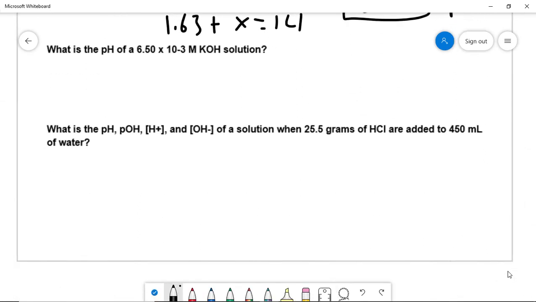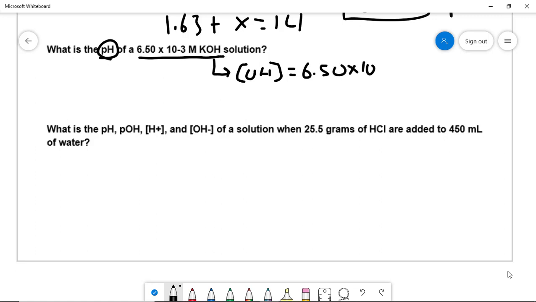Last 2 problems we're going to look at here. It says, what is the pH of a 6.50 times 10 to the negative 3rd molar potassium hydroxide solution? Well, the question's asking for pH, and it gives me this for KOH, so I can safely say that this is the concentration of OH. There's really one of 2 ways I can do this. I can solve for pOH and then get pH from that using pH plus pOH equals 14. Or I can plug this into my KW expression: 1 times 10 to the negative 14th equals H times 6.50 times 10 to the negative 3rd to get H, and then take the negative log of that.